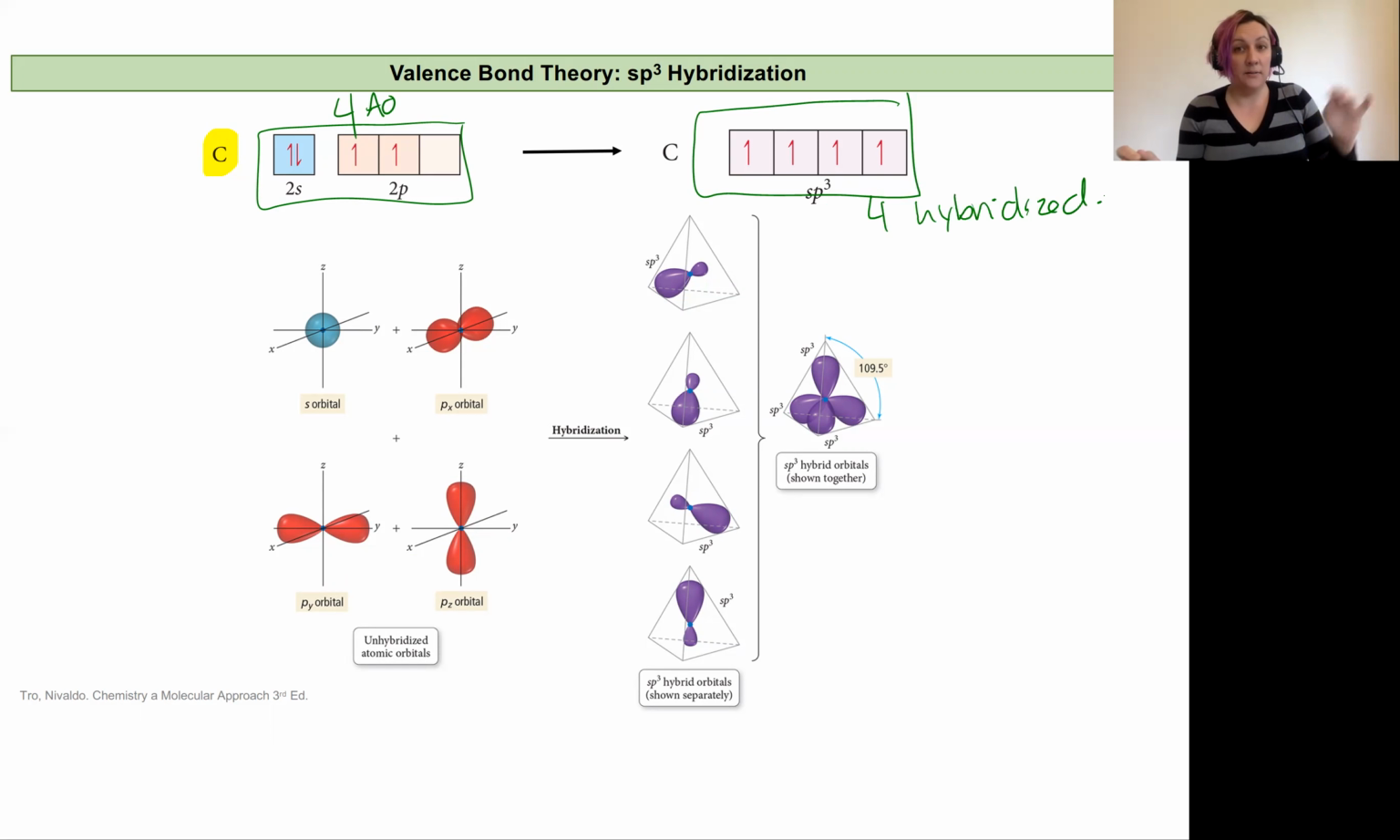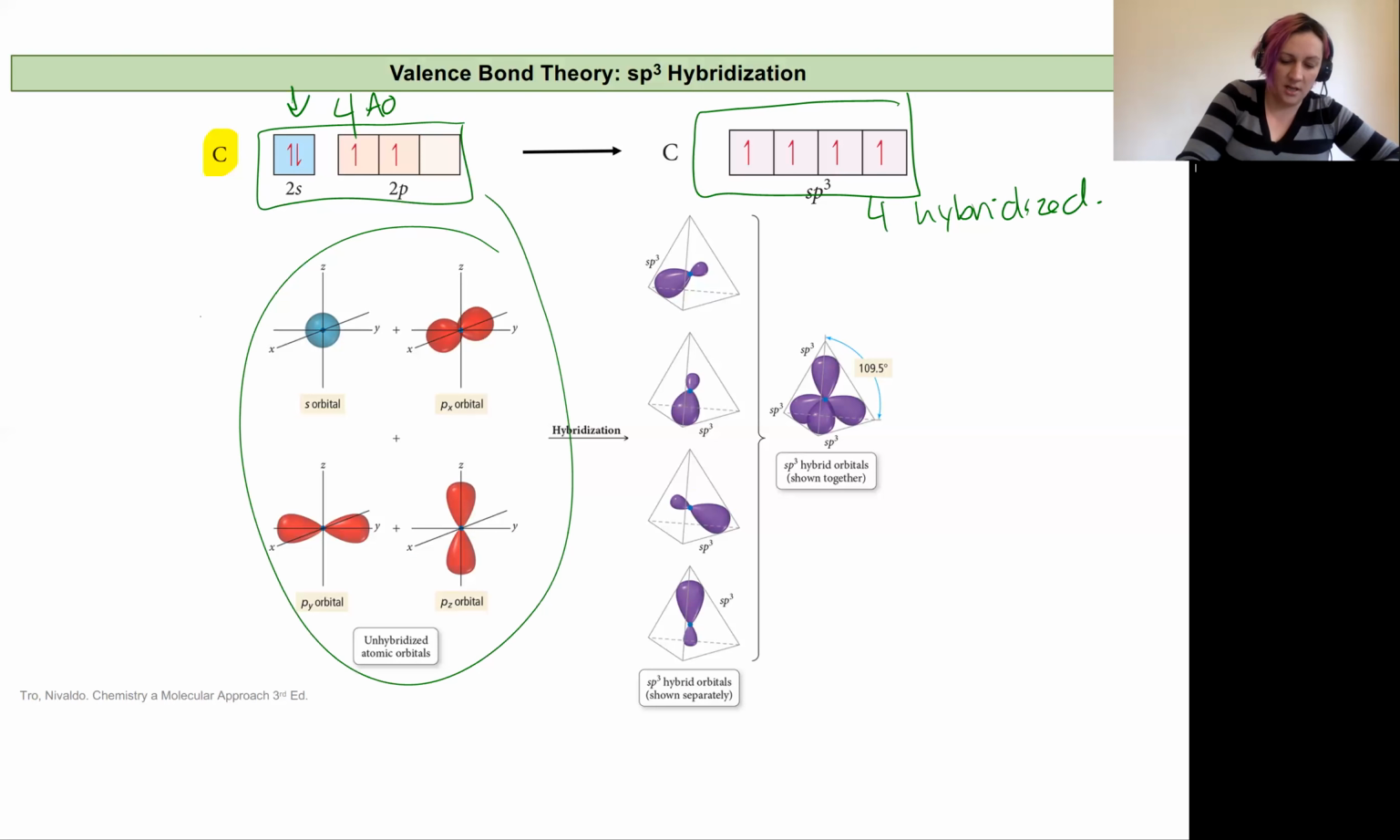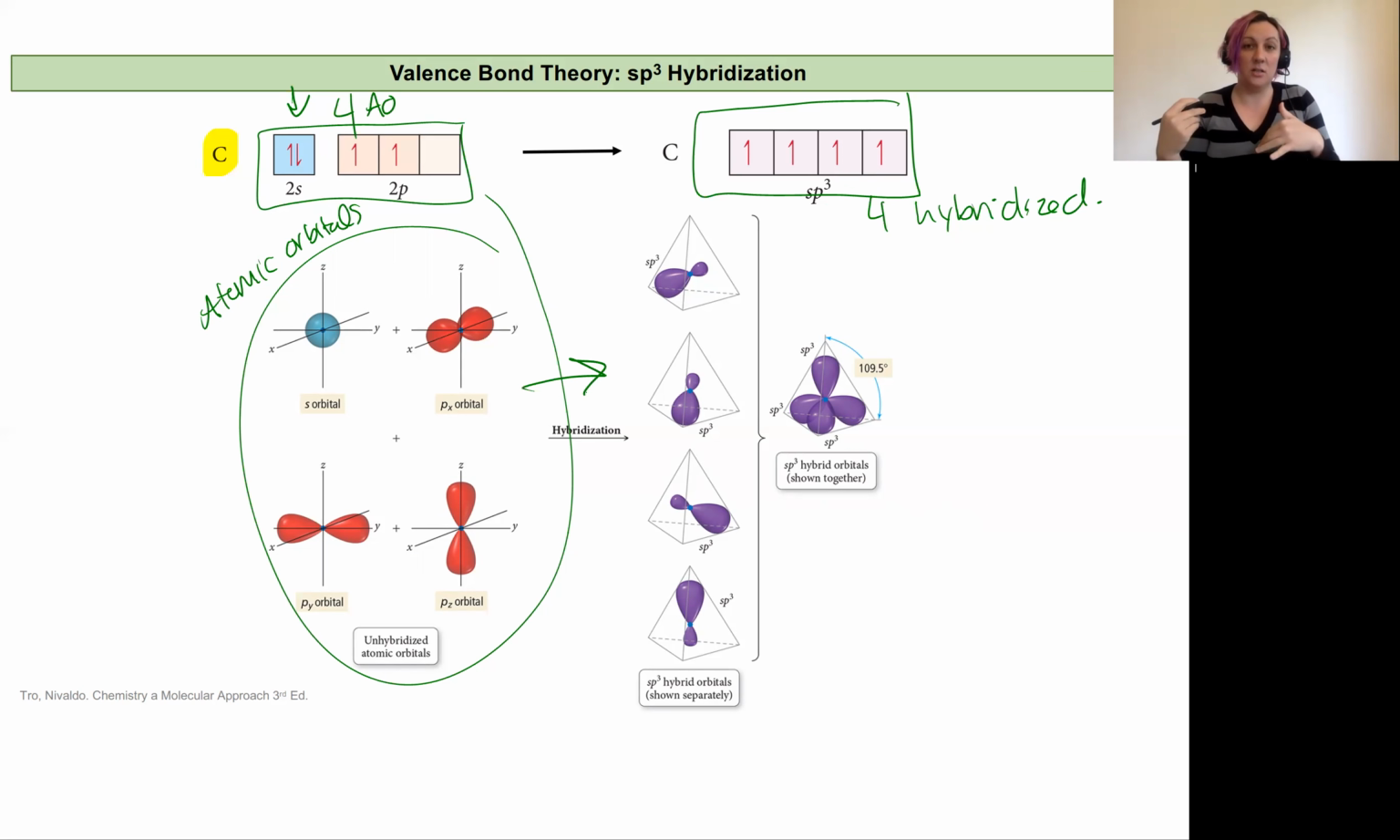And now I'm going to fill one electron across because these are all at the same energy. Before, I put 2 in my 2s because it was at a lower energy than my p, so I would fill those completely first. Now that everything's at the same energy, I'll just put one electron in each orbital. So that's taking these ones right here. These are our atomic orbitals, and hybridizing them into 4 new ones.